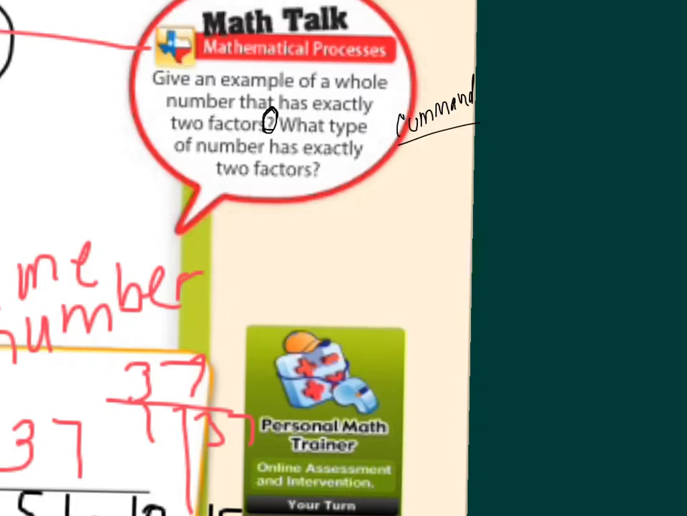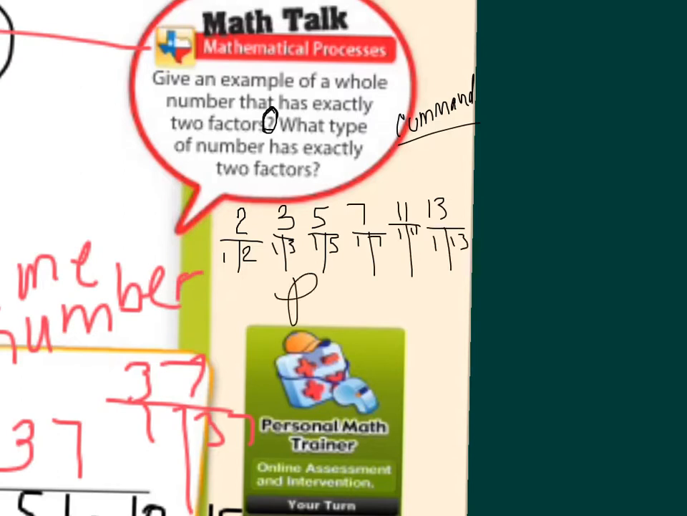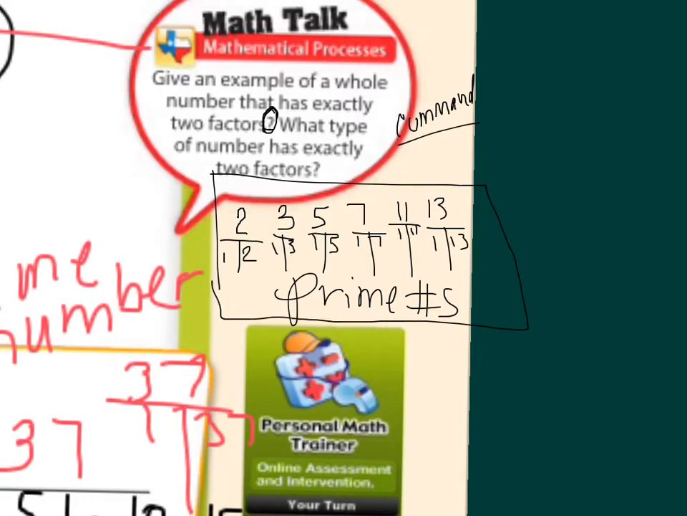So when you look at our factor flags, numbers that have 2 factors are these, and you can look at the factor flags to confirm it. 2 only has 2 factors. 3, 5, 7, 11, 13. They only have 2 factors, and those 2 factors are the number 1 and then itself. What do we call these numbers? Prime numbers. Okay? So I want to see this in your notes.